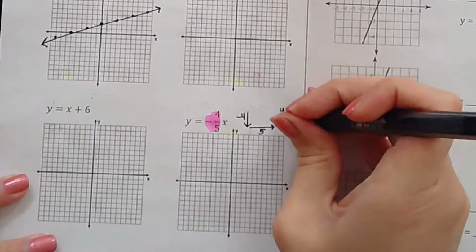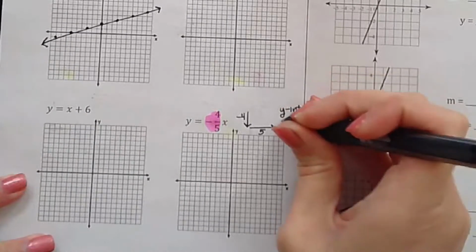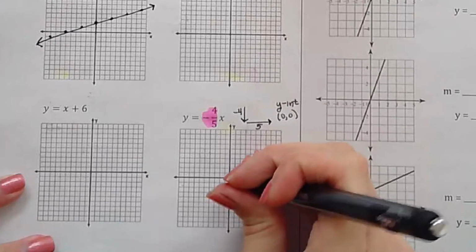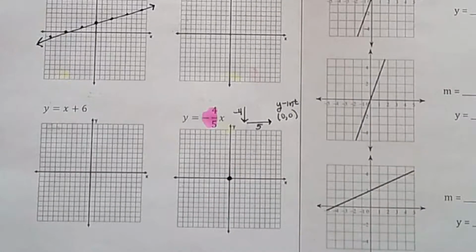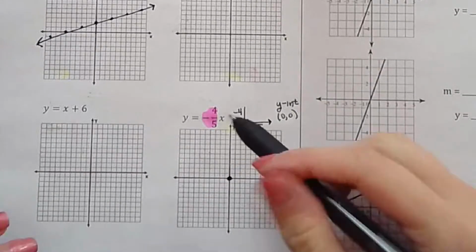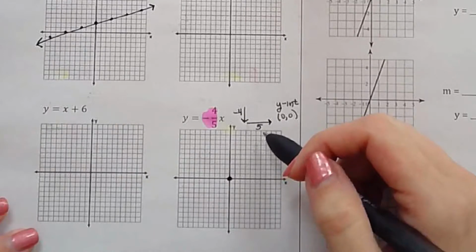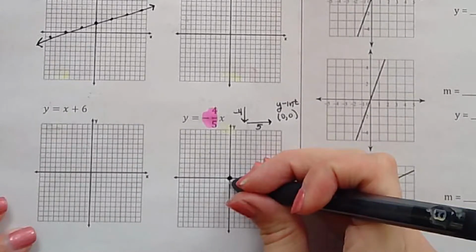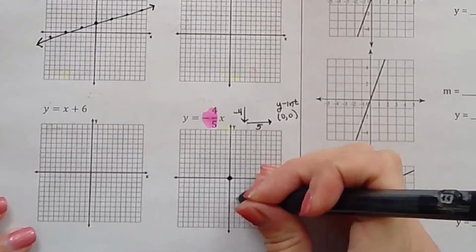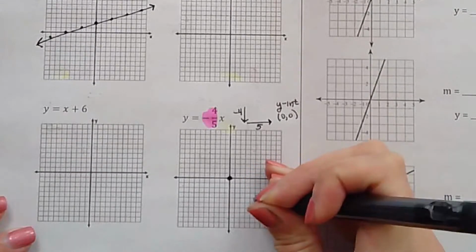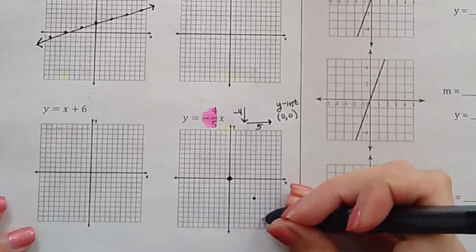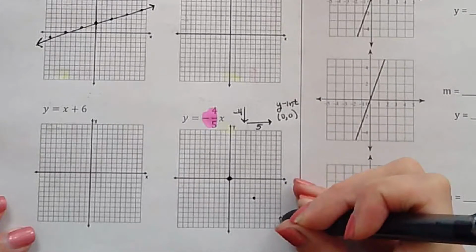I didn't leave myself any space. My y-intercept is at 0, 0. So that's my first point. I plot a point right here at 0, 0. I use my slope, -4/5, to make more points. So starting from my y-intercept, I go down 4 and to the right 5. Down 4 and right 5.